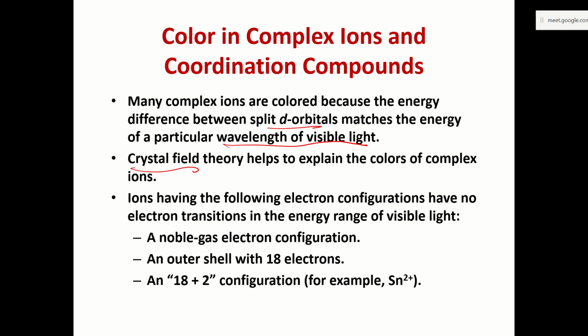So it is basically the electronic transition that we are looking at, and whenever there is an electronic transition happening like this, if the energy of that transition required falls in the visible region, then color will be there. Sometimes you do not see any colors, that may happen when the electronic configuration is something like this, an outer shell with 18 electrons or some like this.